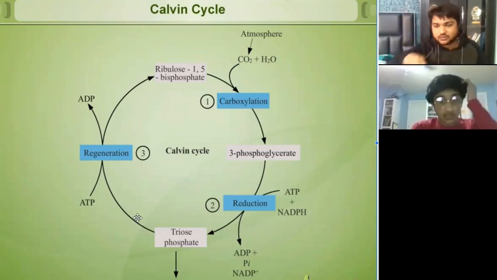The zigzag one and the circular. I just forgot the names. So can you just see ATP and NADPH? They are getting used up and they are forming ADP and NADP plus.